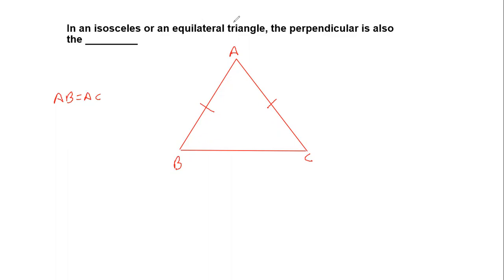Now, the formula says in an isosceles or an equilateral triangle. So you have to acknowledge the fact that every equilateral triangle is an isosceles triangle. Correct? So whatever property that you learn for an isosceles will also be true for an equilateral triangle for sure, because every equilateral is isosceles. That's why they're using the language like this, in an isosceles or an equilateral triangle.